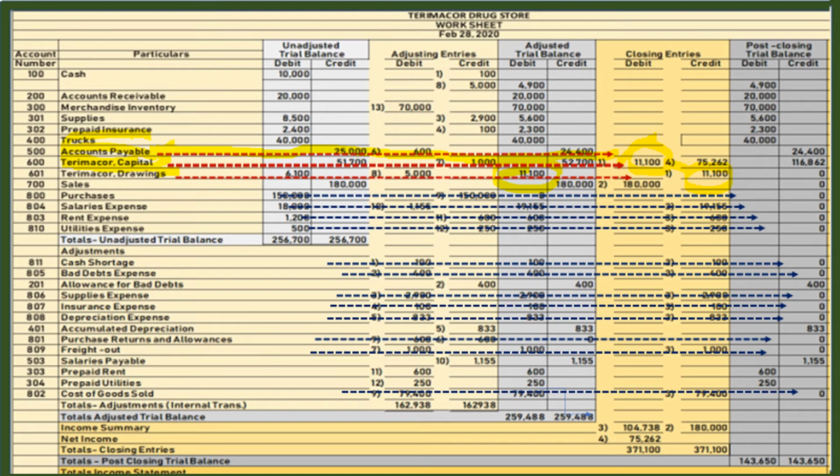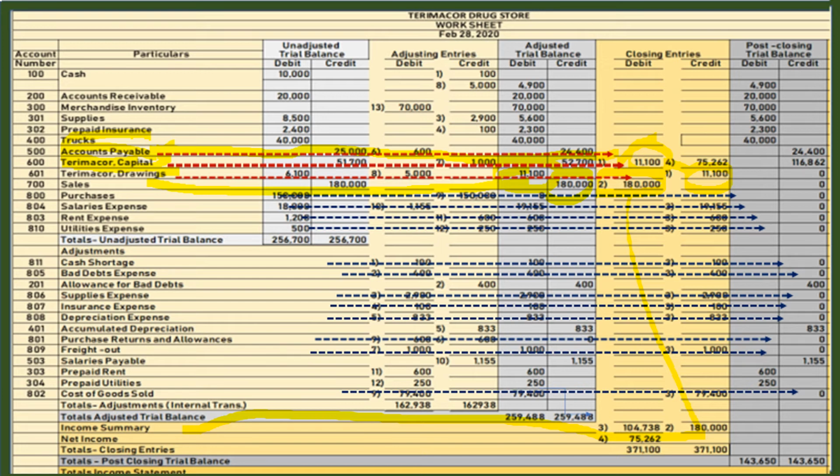Okay. Now we go to the income summary accounts, or the revenue and expense items that will be closed or reduced to zero. So we have the sales. The sales account is originally a credit on the adjusted trial balance. To make it zero, you have to debit it. But where is the credit? Here, in the income summary account. So this is the process. You debit the sales and credit the income summary account.